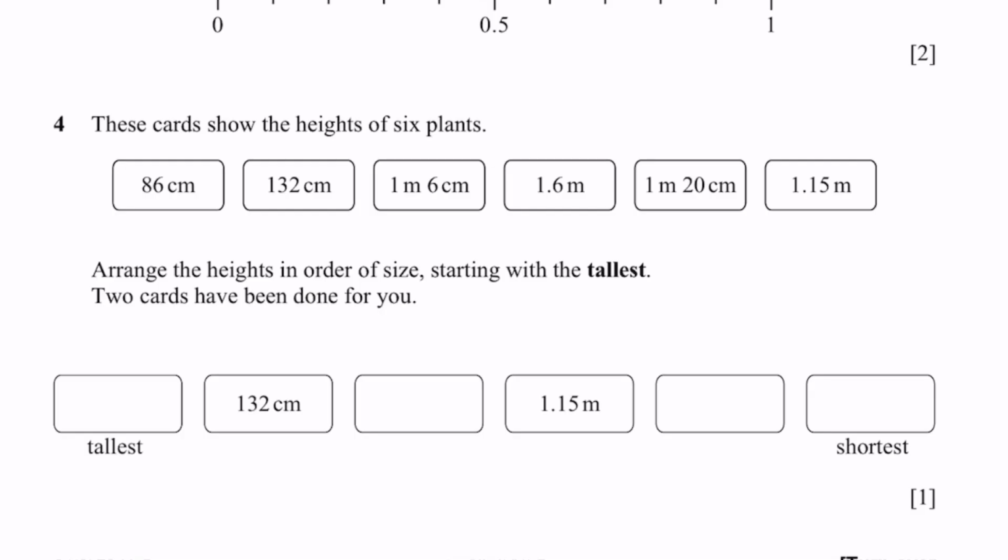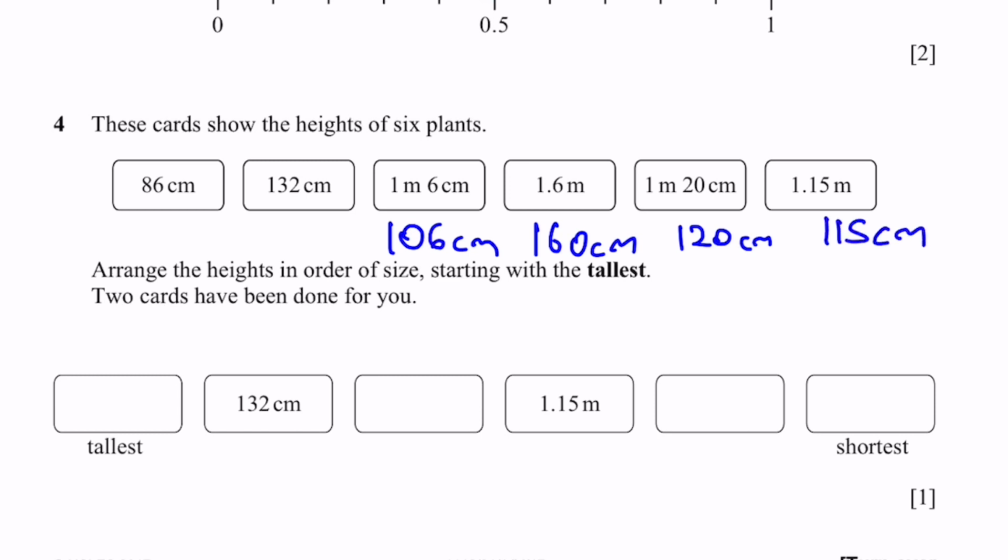Question 4. These cards show the height of 6 plants. Arrange the heights in order of size, starting with the tallest. 2 cards have been done for you. So let's convert all to centimeters. 1 meter 6 centimeters is 106 centimeters, and this is 160 centimeters. This is 120 centimeters, and it is 115 centimeters.